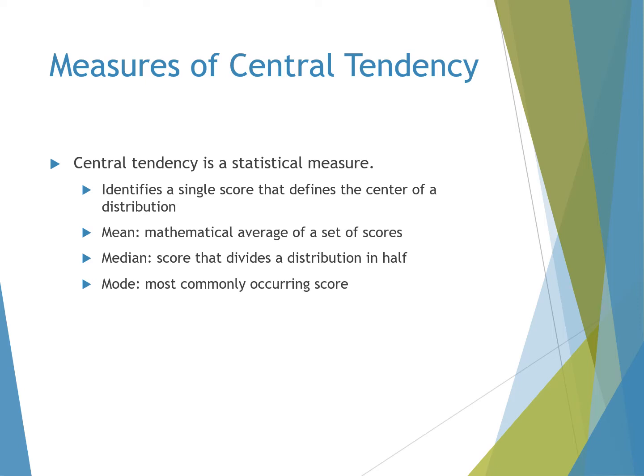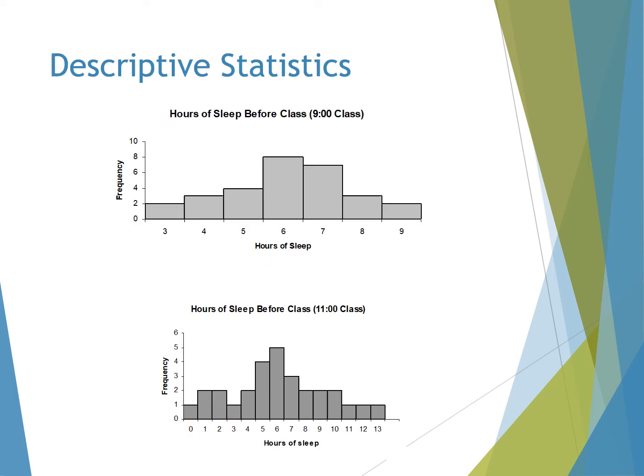There are a couple of different measures of central tendency we might use. One is the mean, which is the mathematical average of scores. We might use the median, which is the score that divides the distribution in half, the 50th percentile, or we might use the mode, which is the most commonly occurring score.